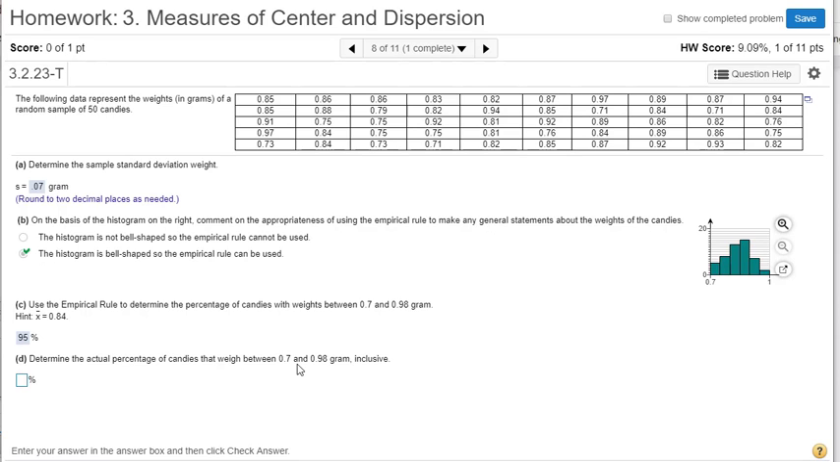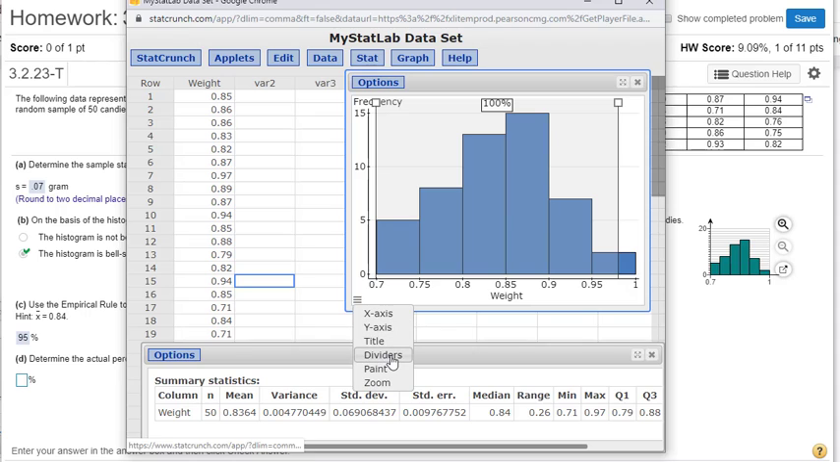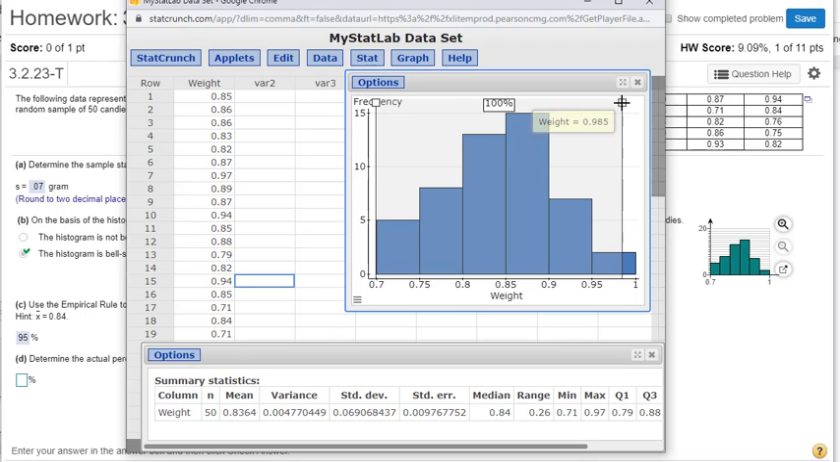Determine the actual percentage of candies that weigh between 0.7 and 0.98. So now we're looking here at the actual data and finding out how many of them. So we just basically count. We have 50 candies here. We're going to count how many fall within this range and then divide by 50. So we got a couple options here. If you already have the histogram, or you can create one real quick, you can click this little button here and go to dividers. And then that'll create dividers, and I just sort of dragged them out to where it was right at 0.7, and then another one right at 0.98. That's the only pain there.